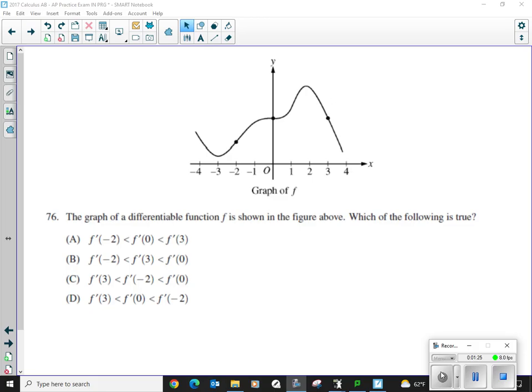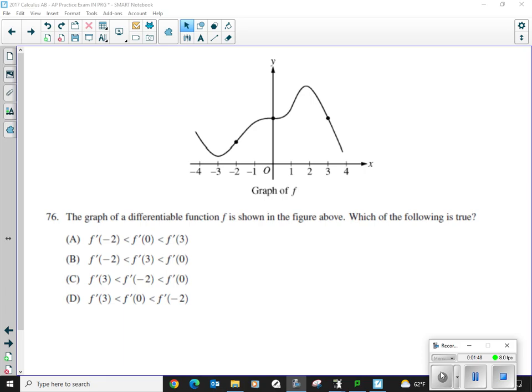And number 76 is a prime example of a question, even though it's under Section 1, Part B, where we can use a calculator, where a calculator isn't going to be of any help here. Let me explain. Number 76 says, the graph of a differentiable function f is shown in the figure above. Which of the following is true?